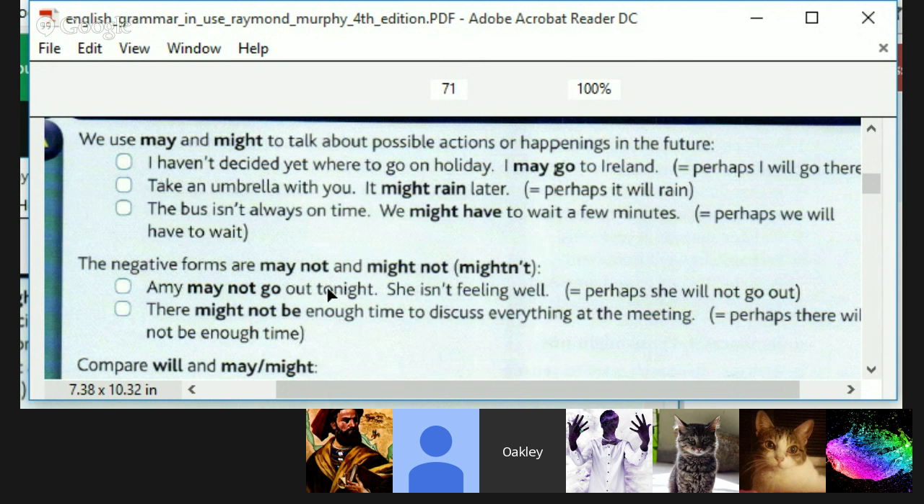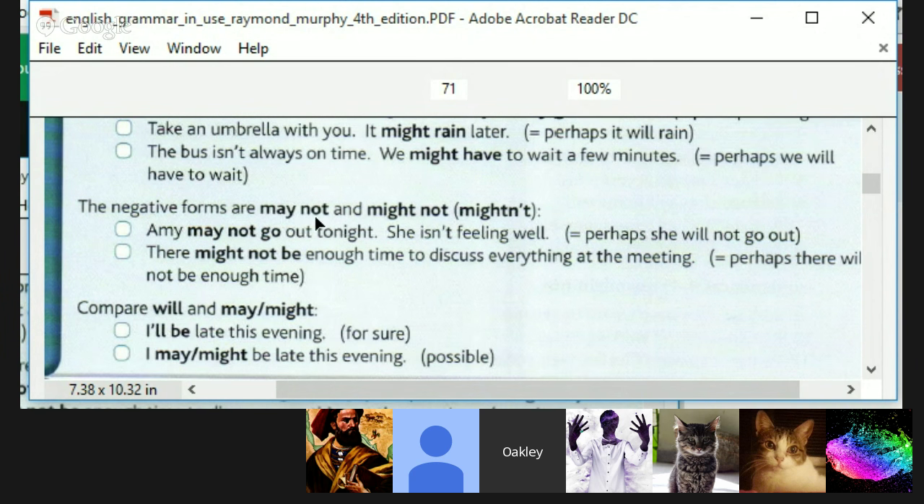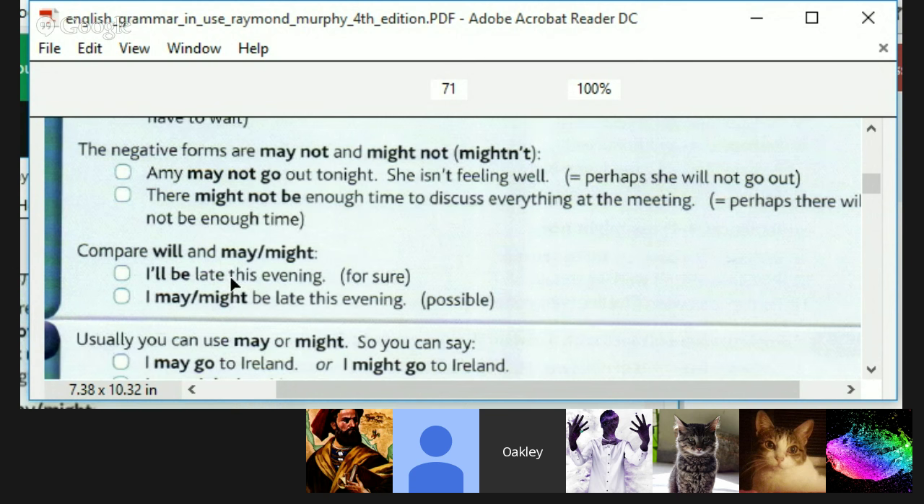All right. Negative forms are may not. Again, may not has no contracted form, it doesn't exist in English, or might not. Amy may not go out tonight. There might not be enough time to discuss everything at the meeting. We're talking about the future. What's the difference between will and may or might? I'll be late this evening. You're certain. I may be late this evening. Possible. There's a chance. Some percentage of probability.